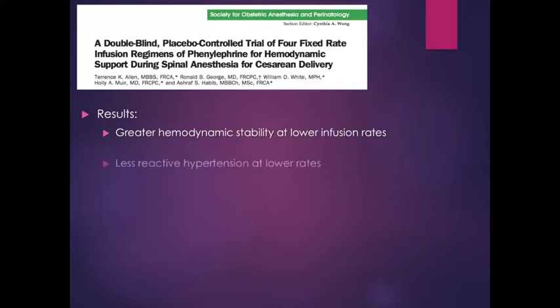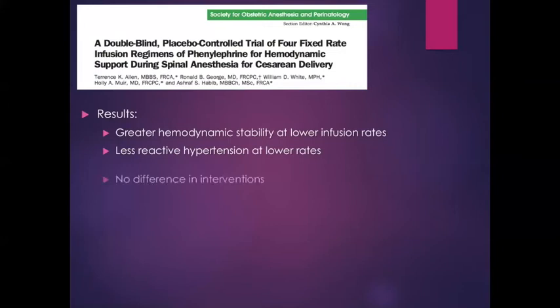In addition, whereas the 25 mic per minute infusion regimen had a lower incidence of pre-delivery hypertension when compared with the higher 100 mic per minute group, both the lower infusion rates of 25 and 50 mics per minute were associated with fewer episodes of reactive hypertension. However, there really was no difference in the number of interventions needed to maintain blood pressure within the target range.